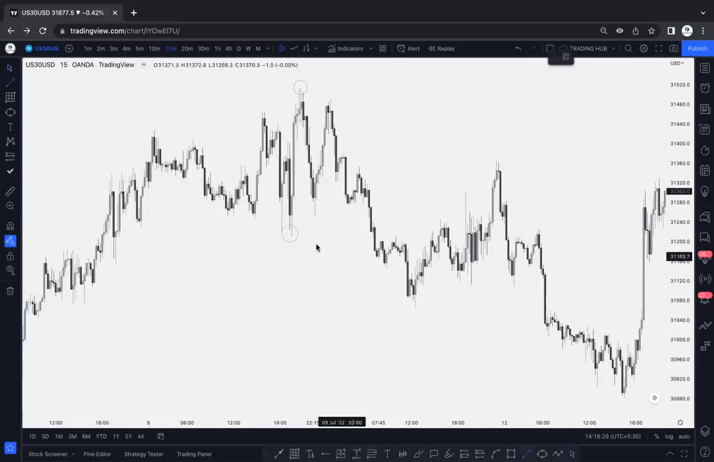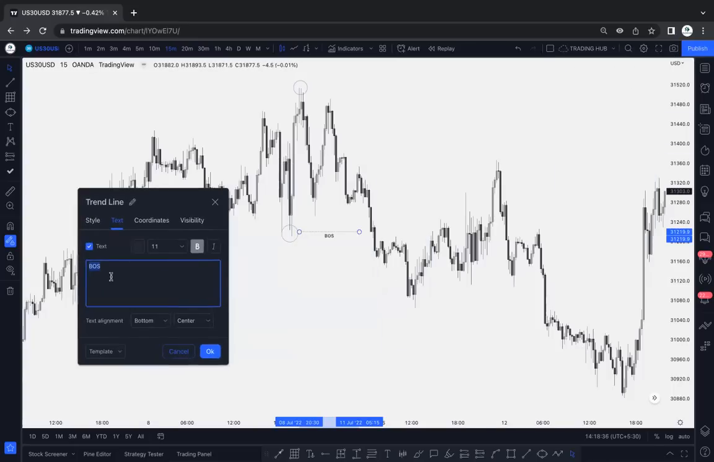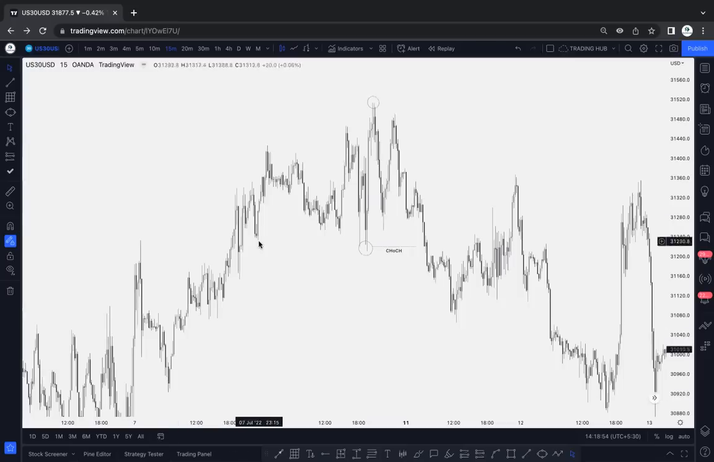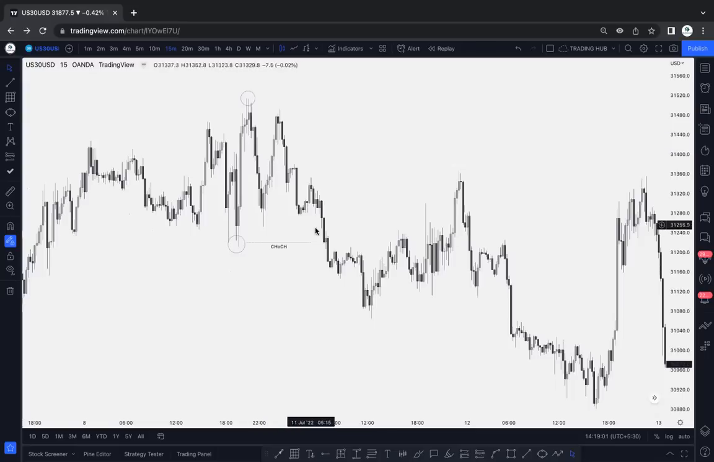And then what happened? The market broke this structure here, and this one is also called a change of character. You can mark it like this. So this is our change of character. Why am I marking this change of character? Because the market was actually bullish and broke the major low here.